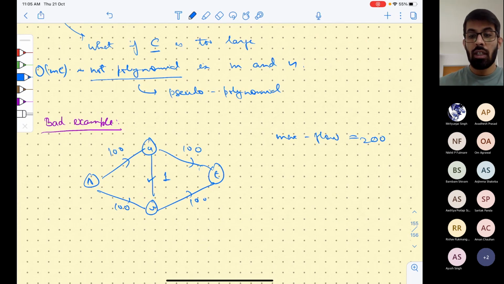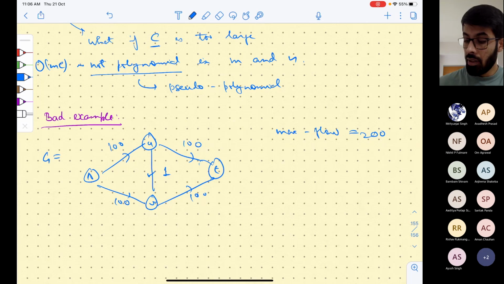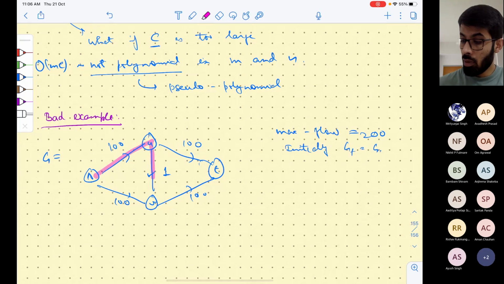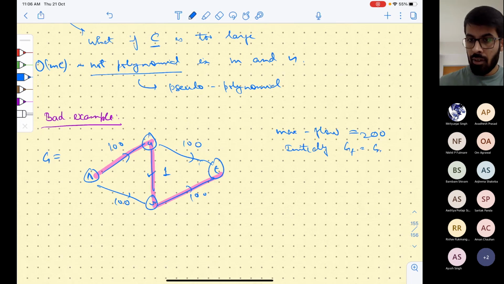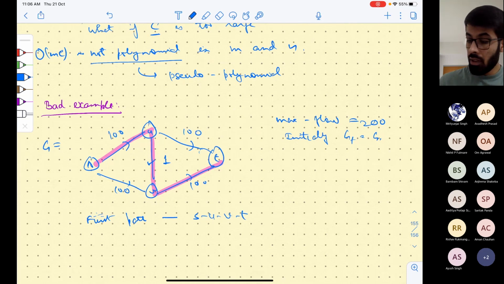But now what does Ford-Fulkerson do? Initially we know that GF is equal to G. So this is G, and initially GF is equal to G. Now we look at some path here. So suppose we look at this path, the first path, S-U-V-T. What is the bottleneck for this path? One. Right.